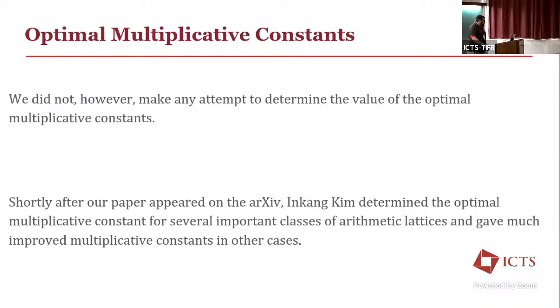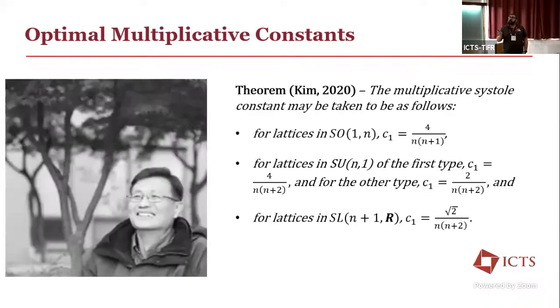And maybe it's my fault because I was the one who lobbied against it. We didn't really put any effort into getting the best possible bounds. We just got multiplicative constants. Shortly after our paper appeared on the archive, Inkang Kim determined what he called optimal multiplicative constants for several important classes of arithmetic lattices, and he gave very good multiplicative constants in other cases.